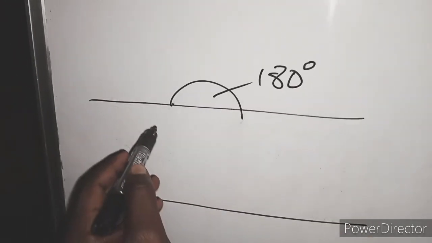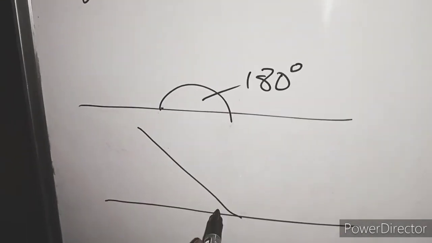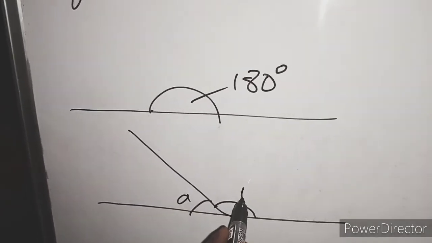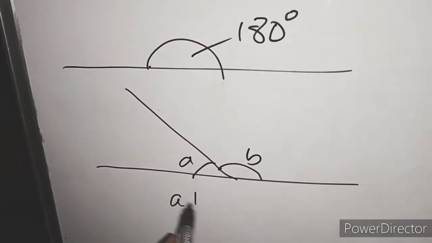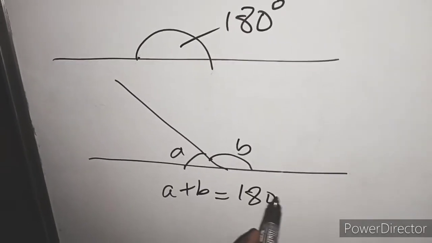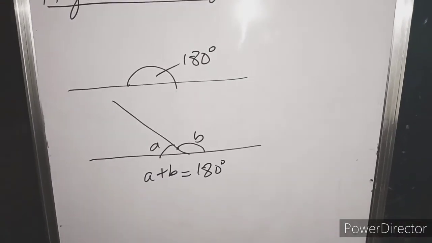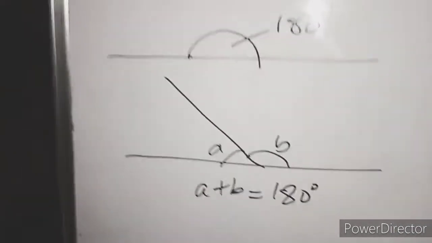So now, if you have a straight line and we have another line on this straight line, we can have an angle here. Let's call it A, and at the other side we have another angle B. So the sum of A and B will give us 180 degrees. Hence, angles on a straight line add up to 180 degrees.